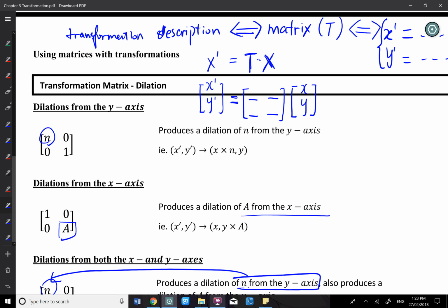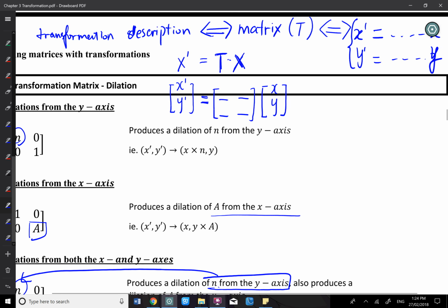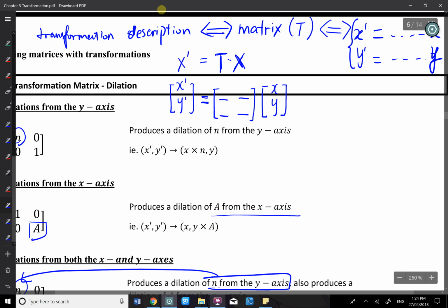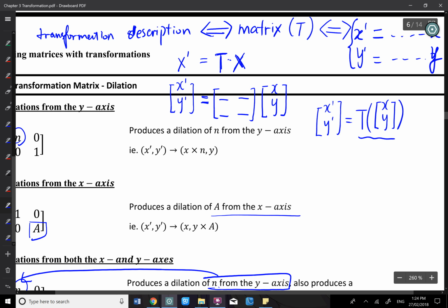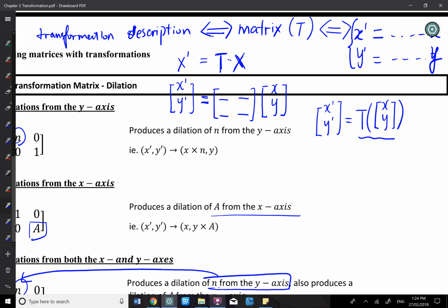Normally we don't write (x dash, y dash) like that. We use this notation to represent it. When you see this notation, that means (x dash, y dash). That's the (x, y) under the transformation T, which means the new point. So when you see T(x, y), that means (x dash, y dash).